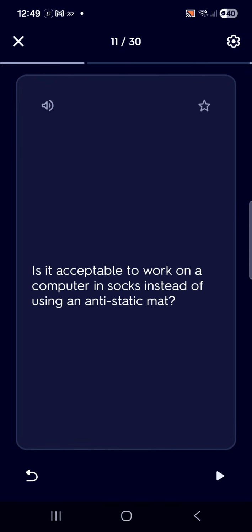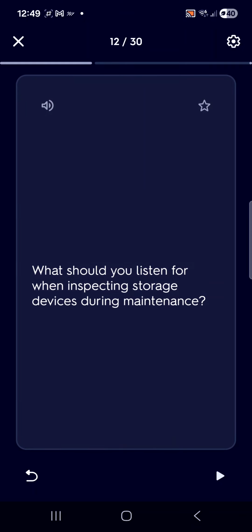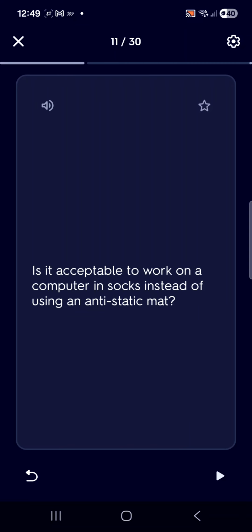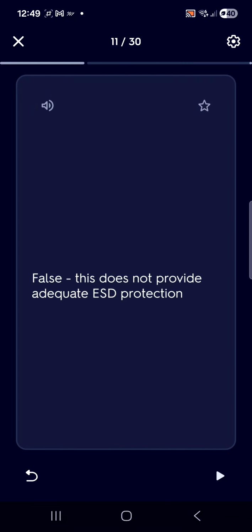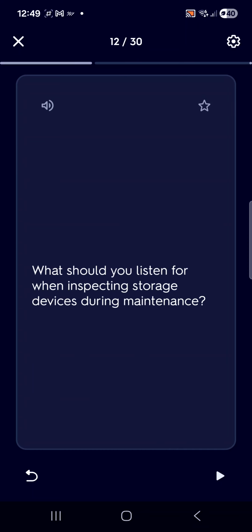Is it acceptable to work on a computer in socks instead of an anti-static mat? Obviously it's not, so the answer is false. It does not provide adequate electrostatic discharge protection. What does ESD stand for? Electrostatic discharge.